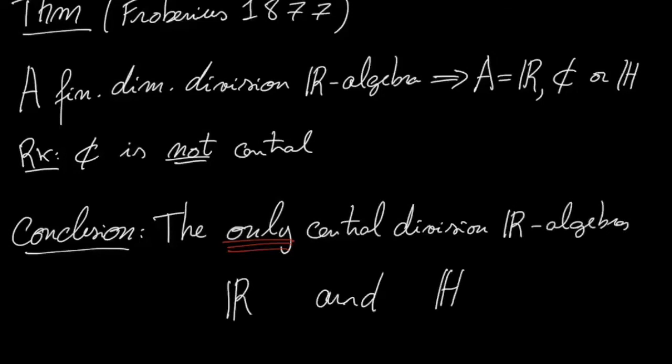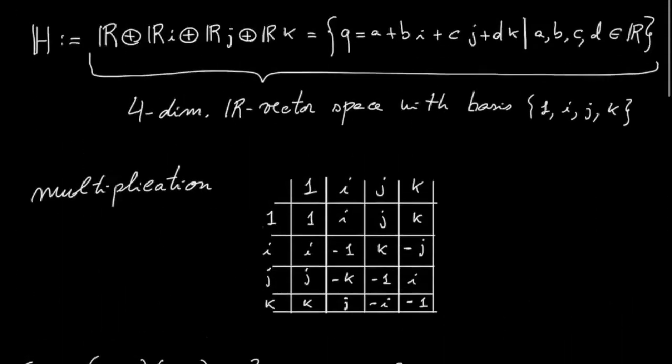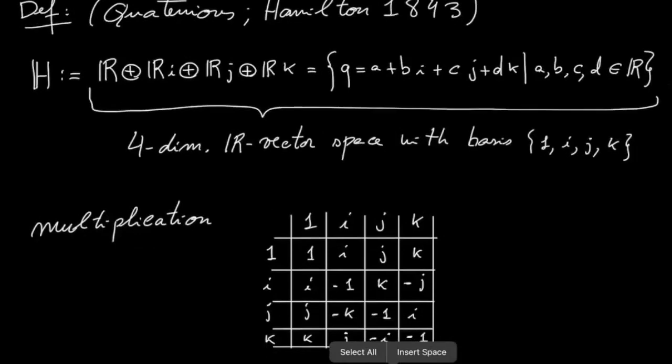So this tells us that, in fact, the only non-trivial central division R algebra in nature is the quaternions. And it's quite remarkable that Hamilton was able to find it sometime before the result of Frobenius. If you want to learn about the possible generalization of the quaternions, stay tuned for the next lecture.